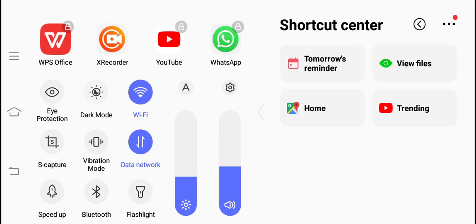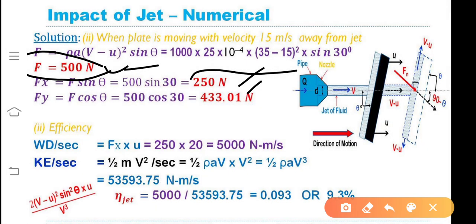This is the force normal to the plate, F. Fx you have to find out first and then output efficiency. Okay? Fy is equal to F cos theta. Therefore, 500 multiplied by cos 30 is equal to 433.01 Newton.